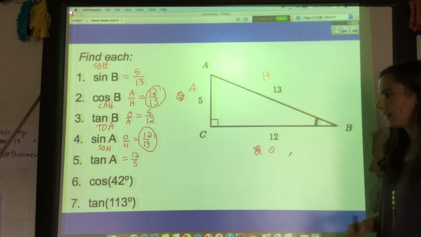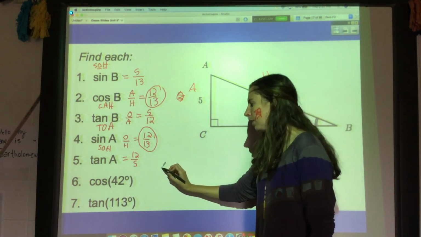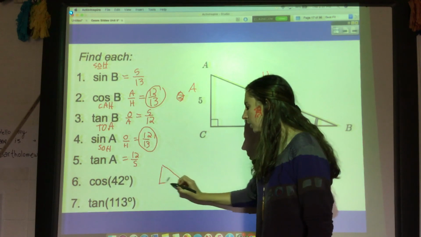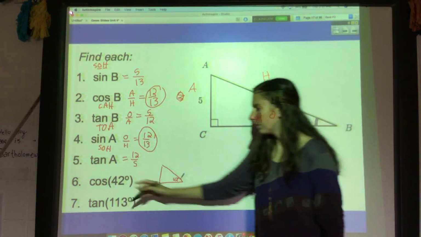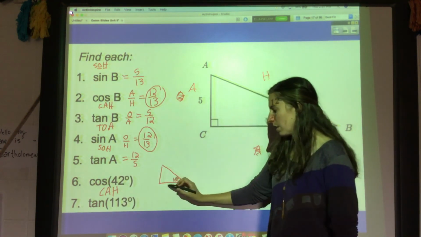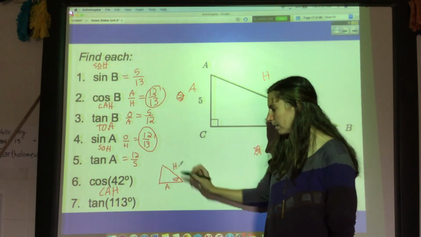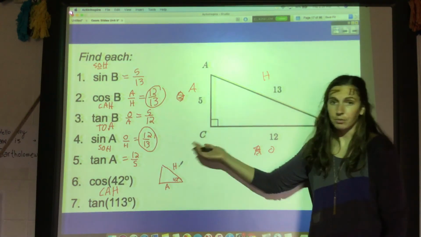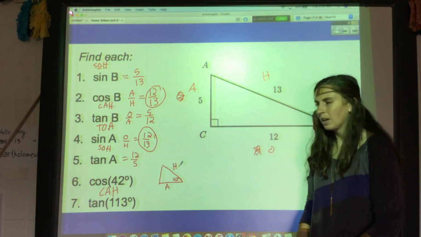All right, these last two have nothing to do with the triangle. This is saying if I had a triangle and one of the angles was 42 degrees, what would be the ratio of cosine, which is CAH, so adjacent over hypotenuse. What would be the ratio of this adjacent side to this hypotenuse? It's the same for any triangle as long as the degree is 42 degrees.